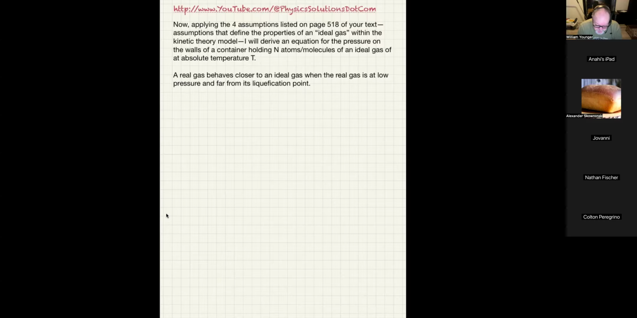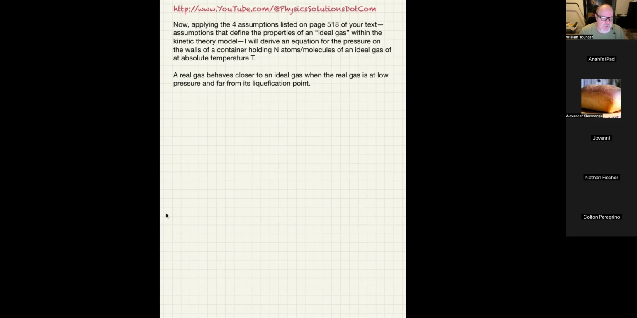The real gas behaves closer to an ideal gas when this real gas is at low pressure and far from the liquefaction point. So that's just an underlying principle that you need to understand about ideal gases. If you're dealing with low pressures and not close to a change of state, then you get an ideal gas law acting just like the real gas does.